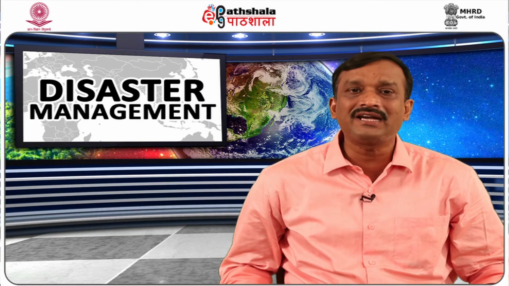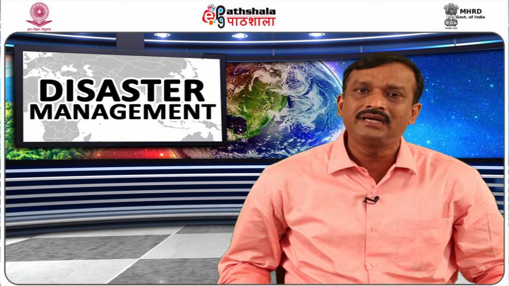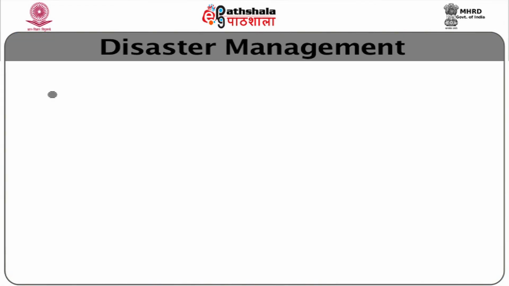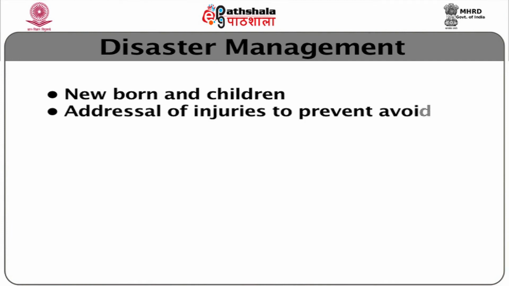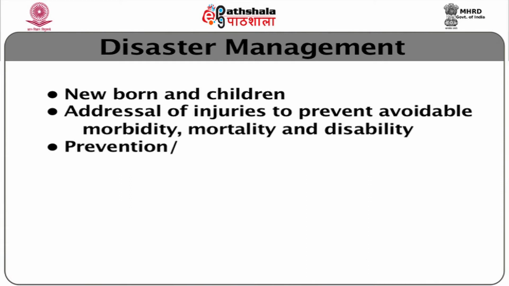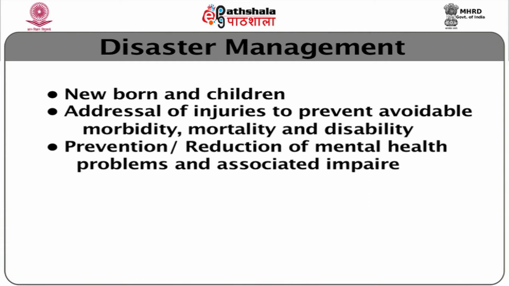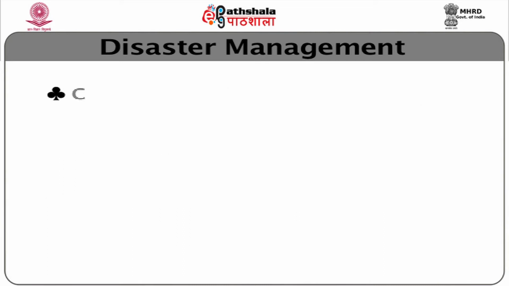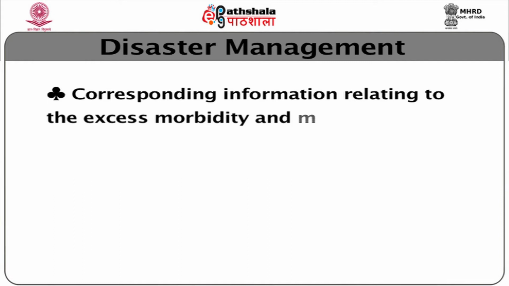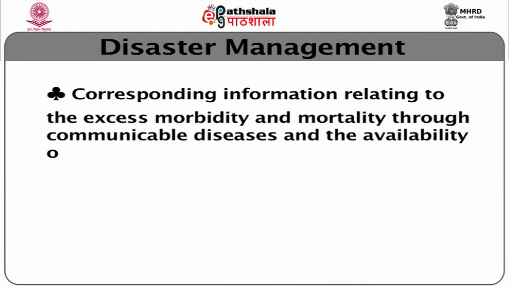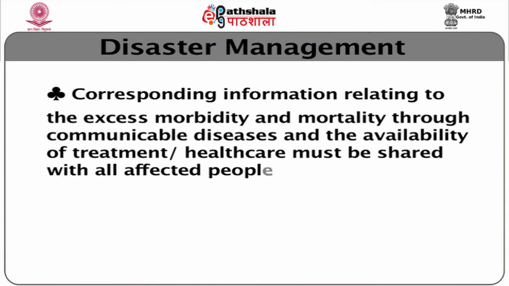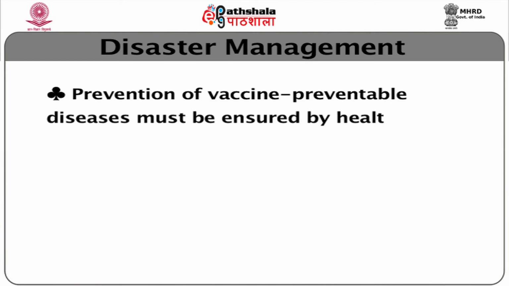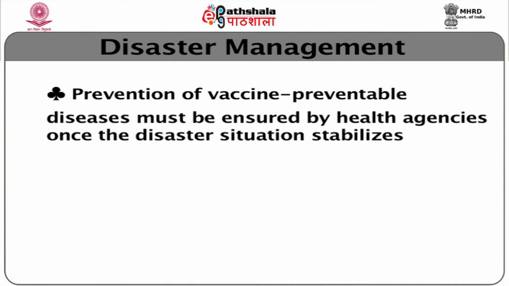Essential health services must be prioritized to address the main causes of excess morbidity and mortality following a disaster event, including diagnostic facilities focusing on newborns and children, and addressing injuries to prevent avoidable morbidity, mortality and disability, and prevention and reduction of mental health problems and associated impaired functioning, and prevention of chronic health conditions. Corresponding information relating to the excess morbidity and mortality through communicable diseases and the availability of treatment and healthcare must be shared with all affected people. Prevention of vaccine preventable diseases must be ensured by health agencies once the disaster situation stabilizes.